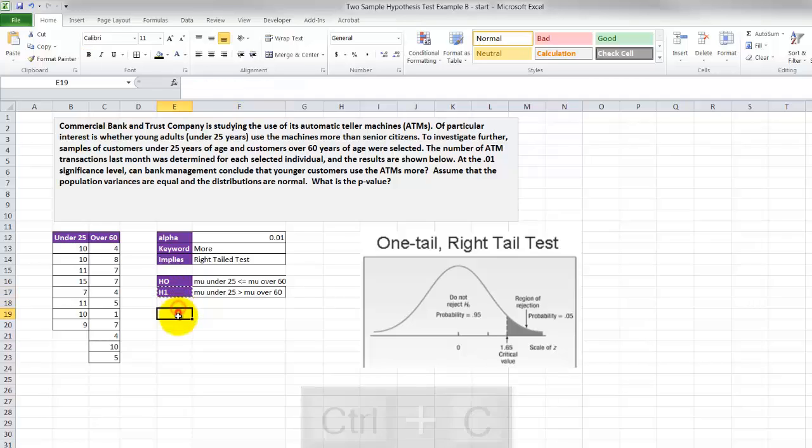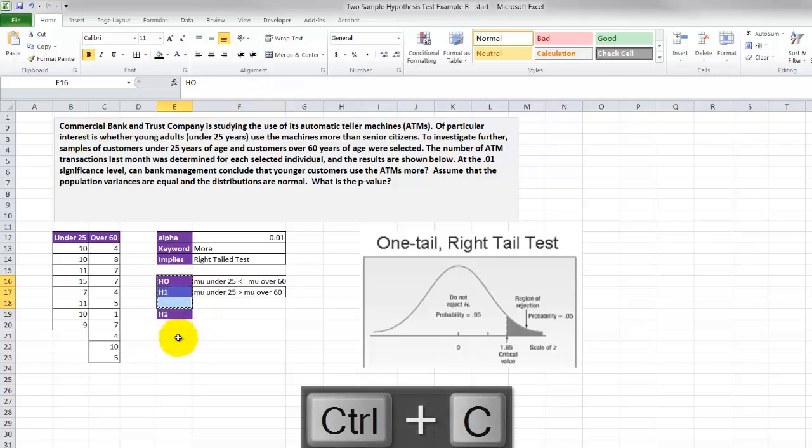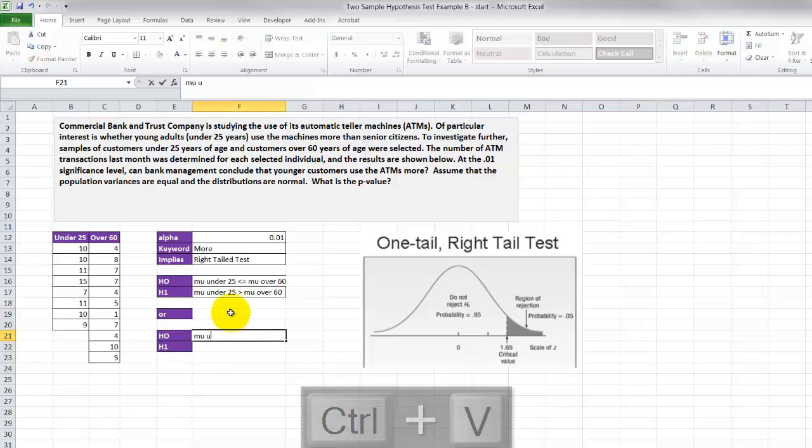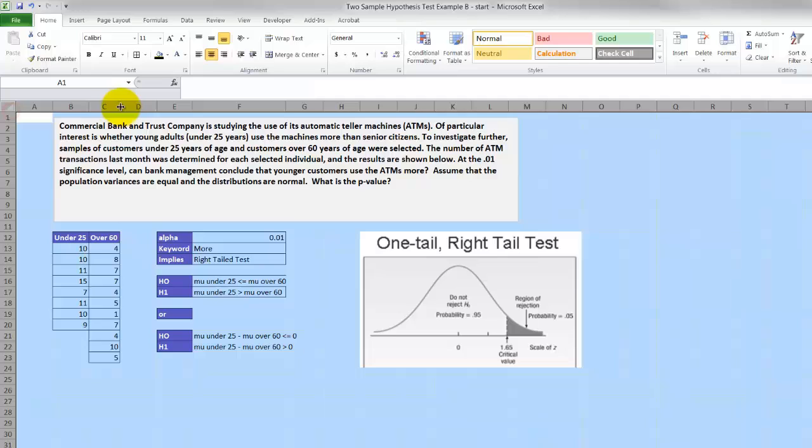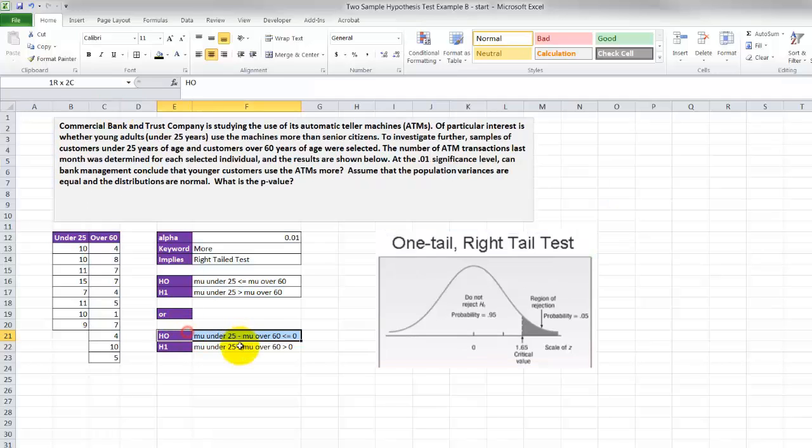We can also, of course, write this in a slightly different format. We can say mu under 25 minus mu over 60 is less than or equal to 0. Likewise, mu under 25 minus mu over 60 is greater than 0. So either way you want to write that, that is absolutely fine.